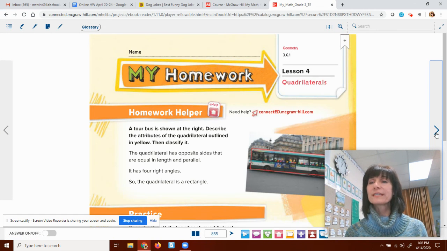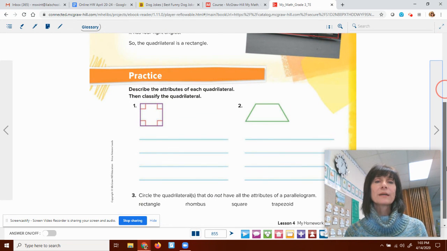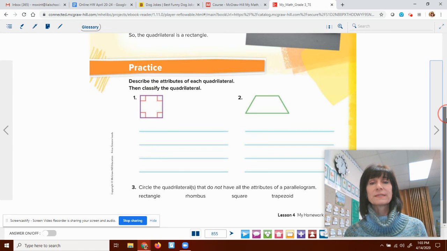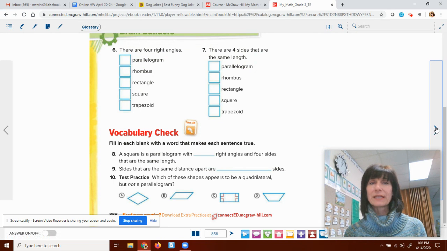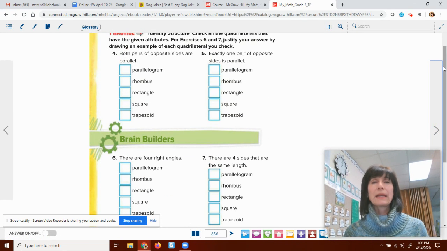Your homework for tonight is on lesson 4, quadrilaterals. Describe the attributes of a quadrilateral. You can always go back, see how many sides, the length, angles for all of the shapes there. I don't think really there's anything more. You think about your shapes, and after you look at your shapes and the attributes of them, then answer the questions. So you are all set here today.